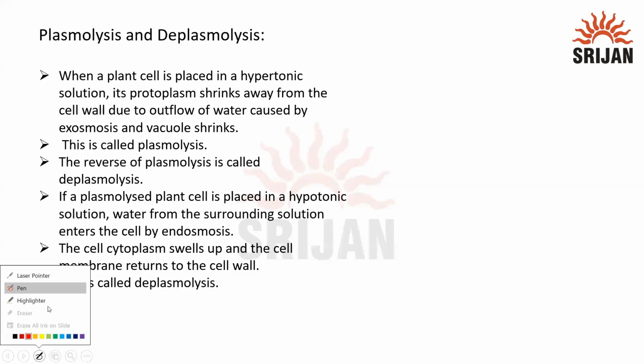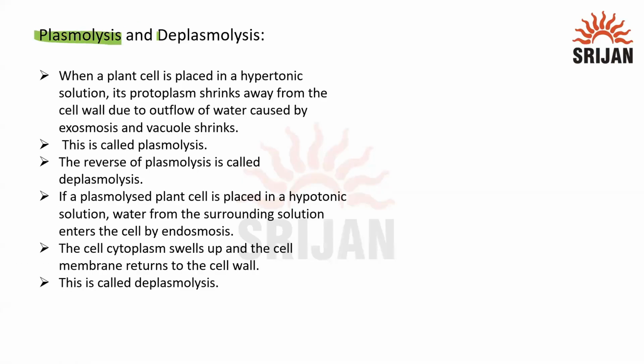Hello students, let's see the topic, and the topic is about plasmolysis and deplasmolysis. So let's understand. When a plant cell is placed in a hypertonic solution, the protoplasm will shrink. Why? Think about this situation.